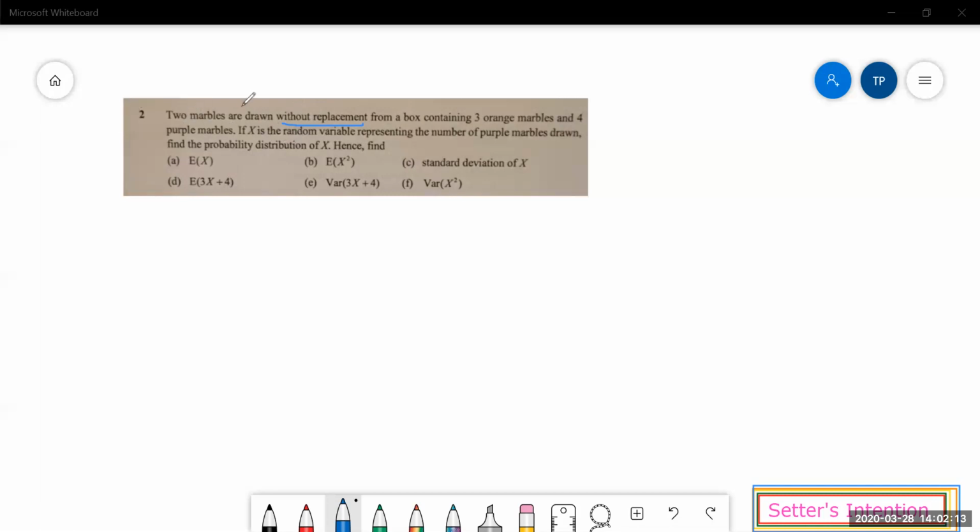Okay. So two marbles are drawn without replacement. Without replacement means the probability will be affected, because it's dependent. One event will depend on another event, which means the probability will be affected. From a box containing 3 orange marbles, 4 purple marbles. Okay, I have 3 orange, 4 purple.